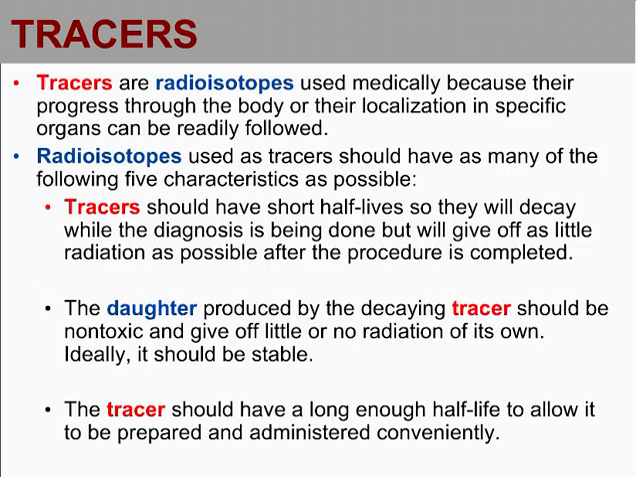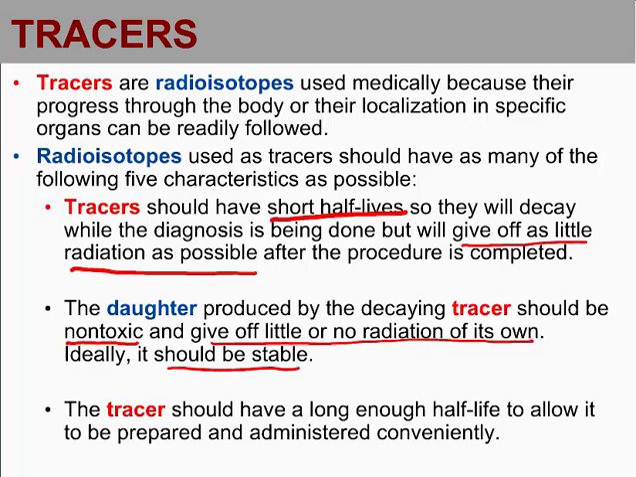Now, there are 5 characteristics that we want to follow before we use a radioisotope on a patient. So tracers should have short half-lives, so they will decay quickly, but we also want them to give off as little radiation as possible after the procedure is completed. And then the daughter nuclide that's produced by the decaying tracer should be non-toxic, and that should give off little or no radiation of its own. So ideally, the products would be stable.